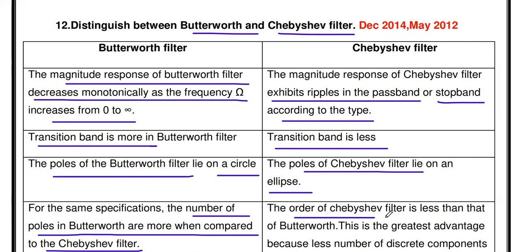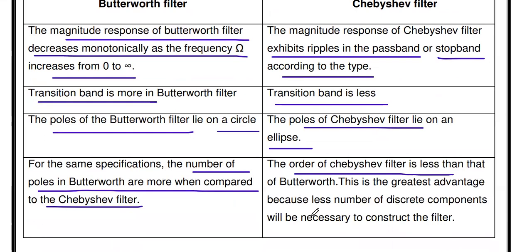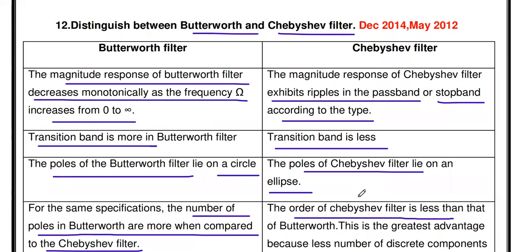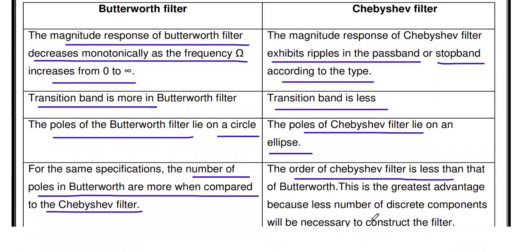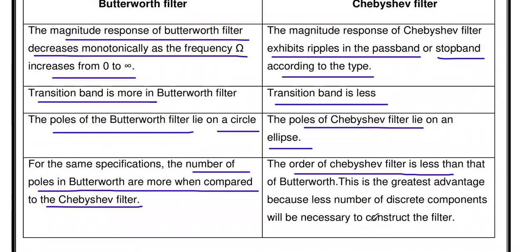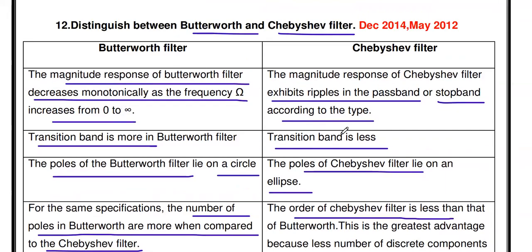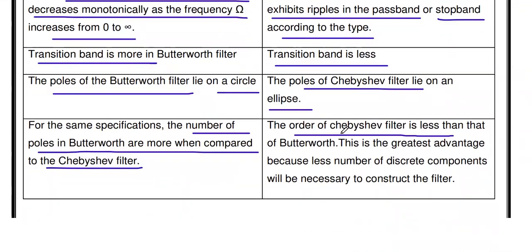Here the order of the Chebyshev filter is less than that of the Butterworth. This is the greatest advantage of designing the Chebyshev. So here the order is more, here the order is less. Order being less means the number of components used to implement the filter automatically decreases. Okay, so this is the comparison between the Butterworth and Chebyshev filters.